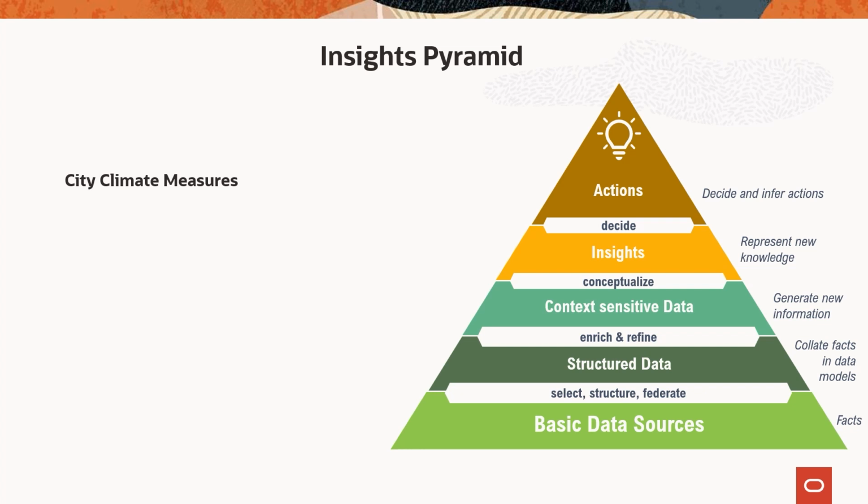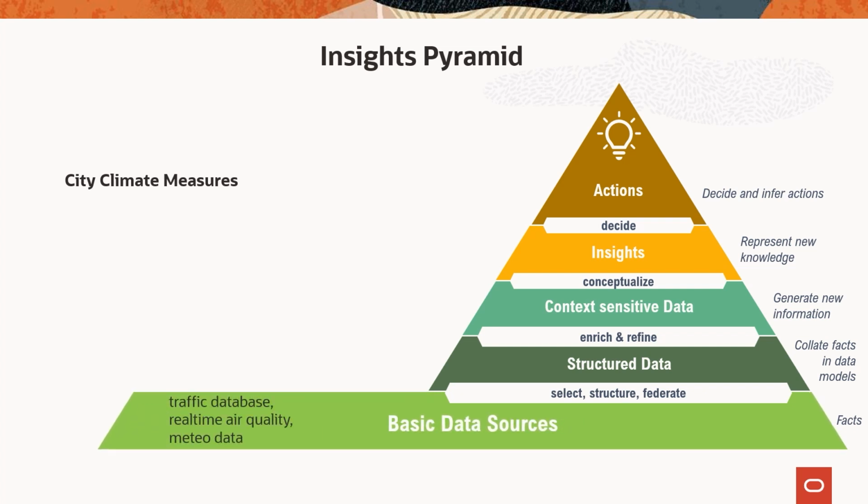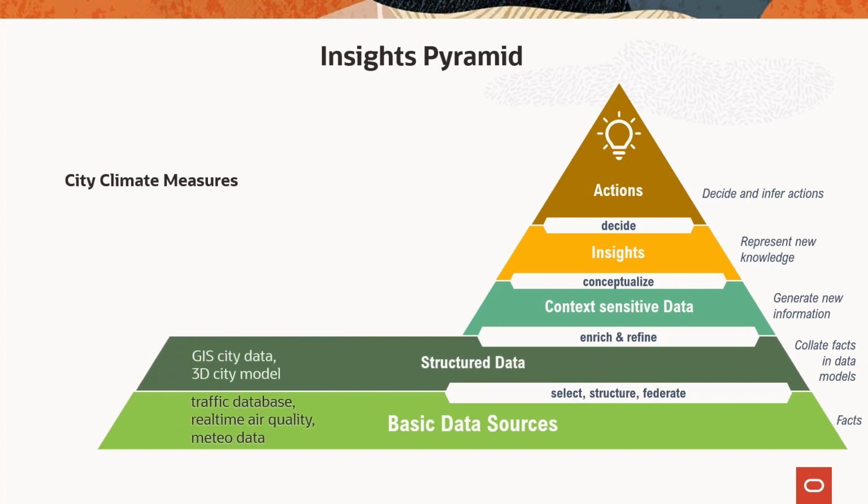Imagine a city wants to track city climate and air pollution. On city level, you have traffic databases, you have a sensor network for air quality, temperature, air pollution, etc., and you have access to meteorological data. And then one level up, you also have GIS data of the city infrastructure like roads, buildings, green areas, waterways, etc., even 3D city models.